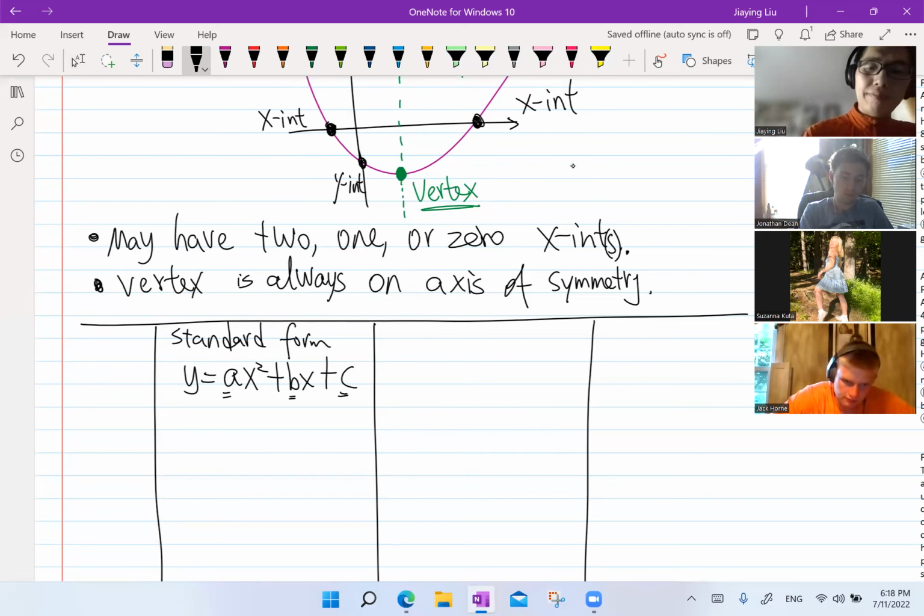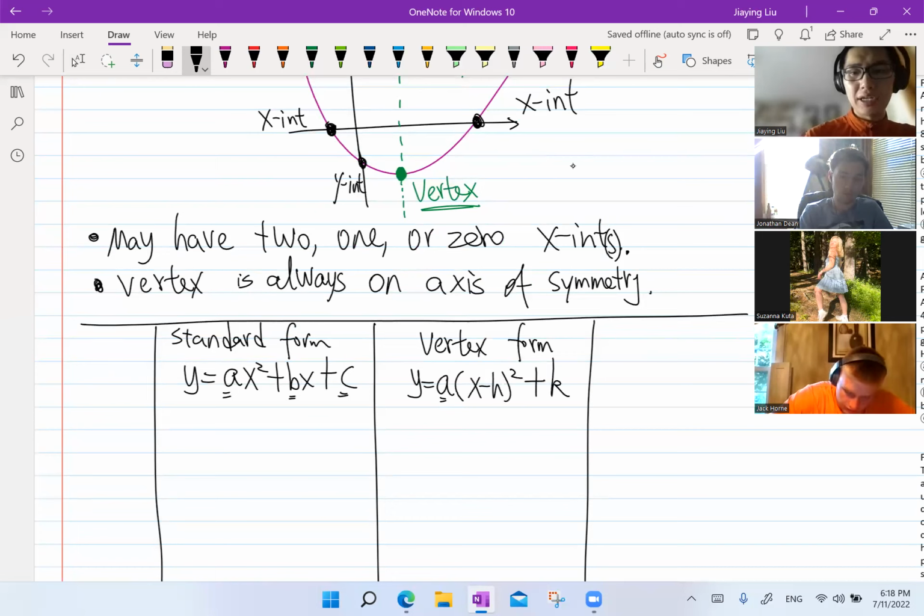And then next to it, I'm going to put the vertex form, which is y equals, again, it's going to be a. It's the same a as the one on the left. Parentheses x minus h squared plus k. Now h and k are constants, but note that we have a subtraction in the parentheses. It's x minus h, but outside we have addition.